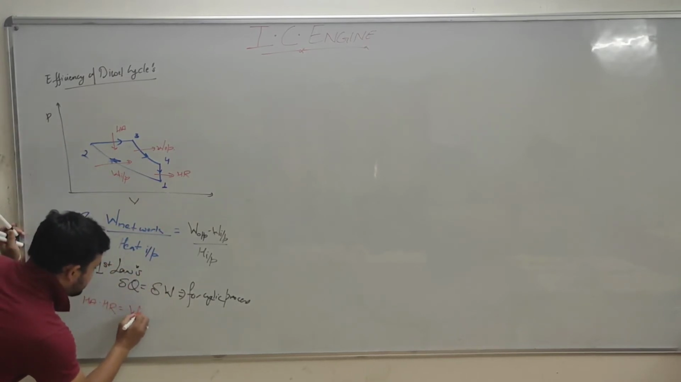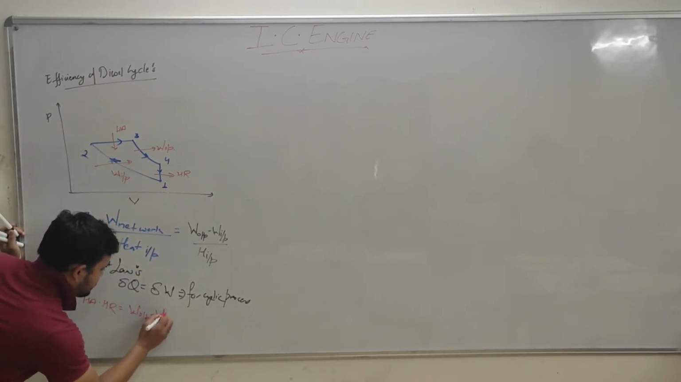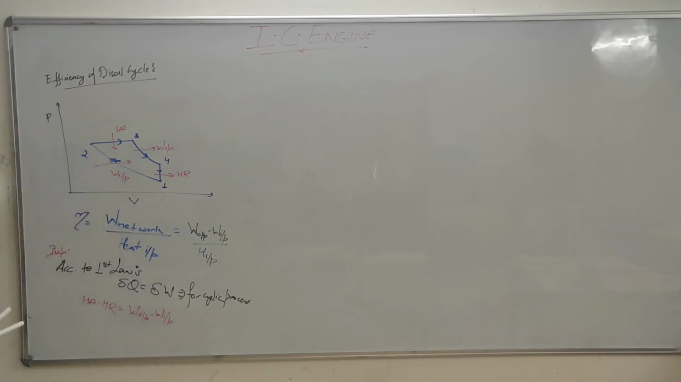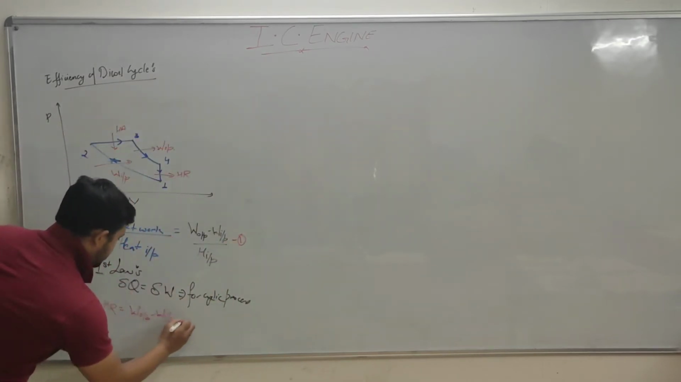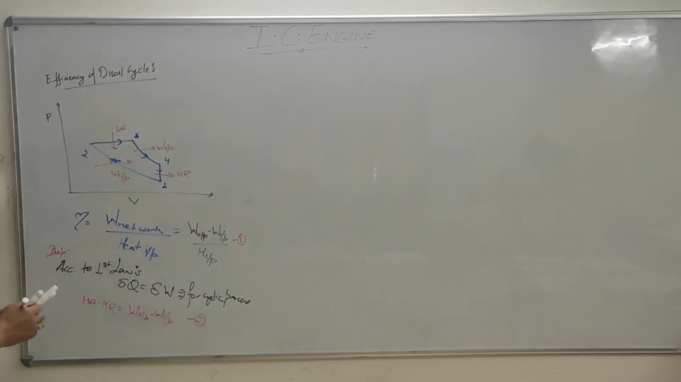It is W output minus W input. Okay, so heat addition minus heat rejection is equal to W output minus W input. This is your first equation. This is your second equation.